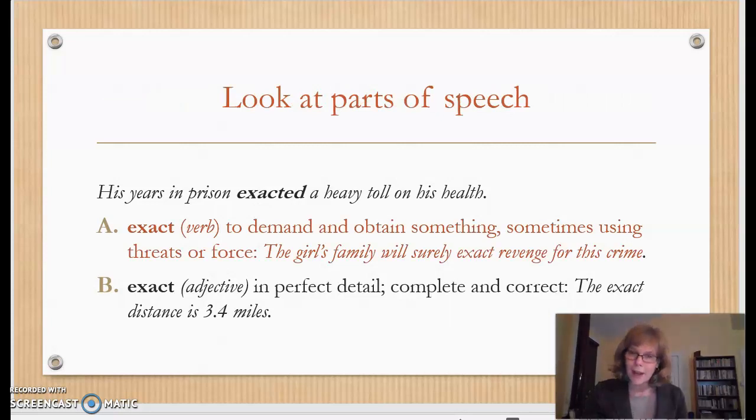So if you said A, then I agree with you. This is using exacted as a verb, right? His years in prison, that's the subject of this sentence. Exacted, that's the verb, a heavy toll on his health. And so you're right, I choose A. A gives me this idea of a verb, something to demand and obtain something. His years demanded a lot from him, from his health. And you can see that they gave us a good example sentence here to match to our sentence.